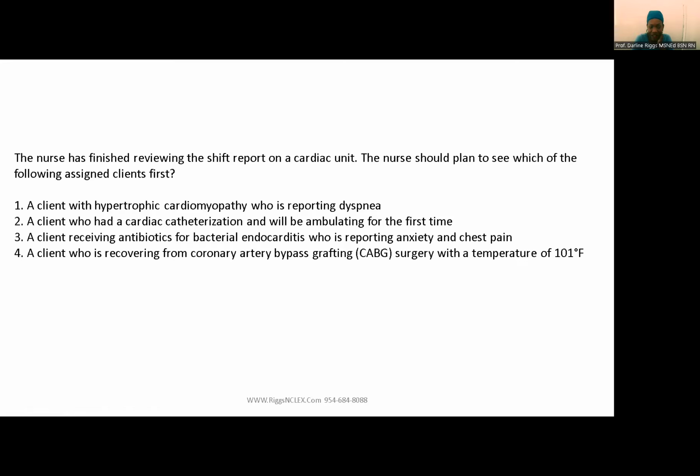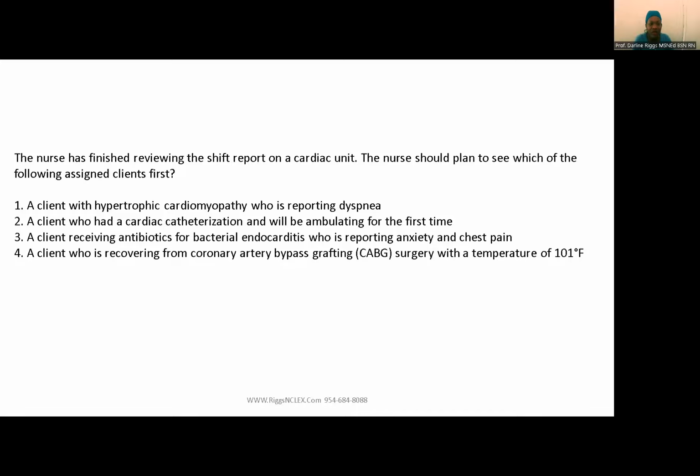Okay, so we have an airway problem. That's before that, so get rid of that. So your antibiotic for bacterial endocarditis, reporting anxiety and chest pain, that is a pulmonary embolism client. So remember, this condition causes these large clots. And if the client is having anxiety and chest pain, it's because they've traveled and now causing a pulmonary embolism. That's your priority client. I'm not concerned about the low-grade temperature with the cabbage client.